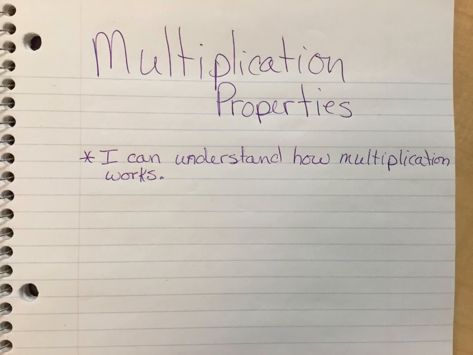Turn to your next clean page. The holes are on the left-hand side here. We're going to write our I can statement. Our title is multiplication properties.